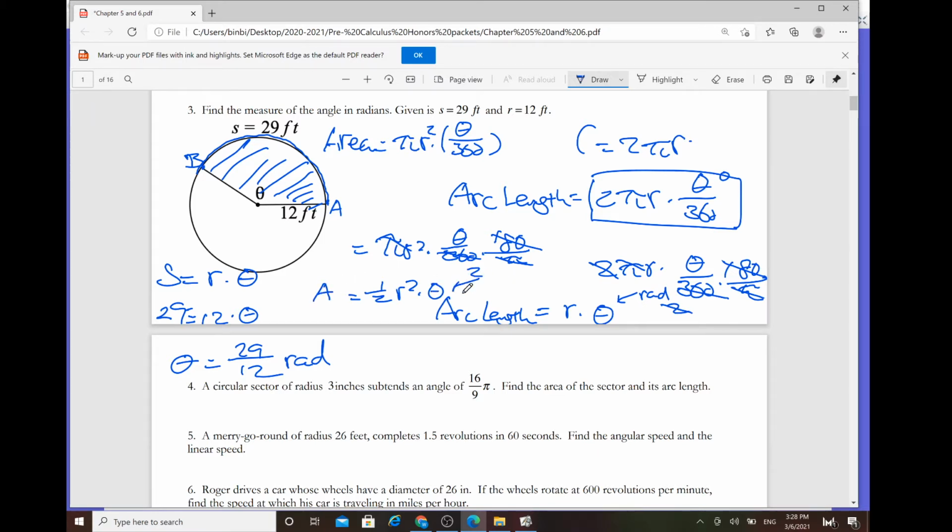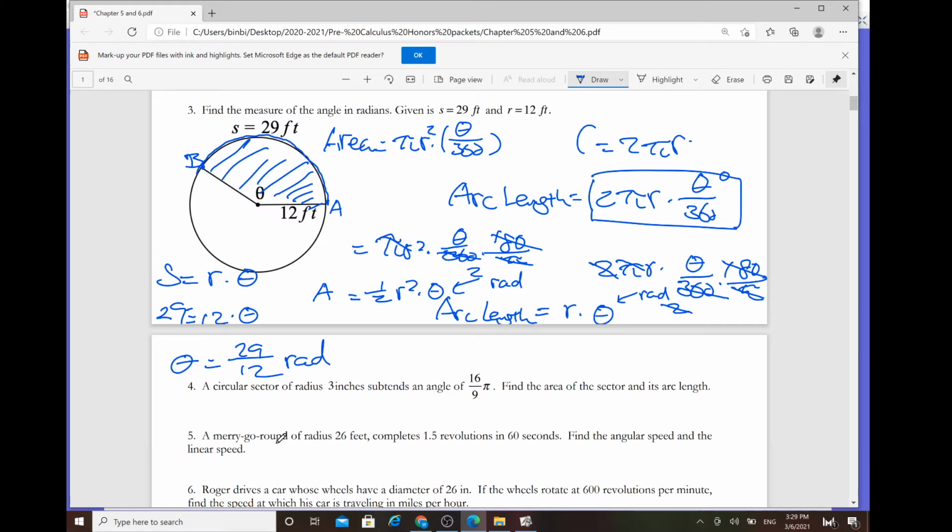So that means theta, it's in radian form. Okay, so we'll look at that one right there. Number 4, a circular sector of radius 3 inches subtended an angle of 16 pi over 9. So that means the measure of the central angle is 16 over 9 pi. Find the area of a sector and its arc length. Okay?